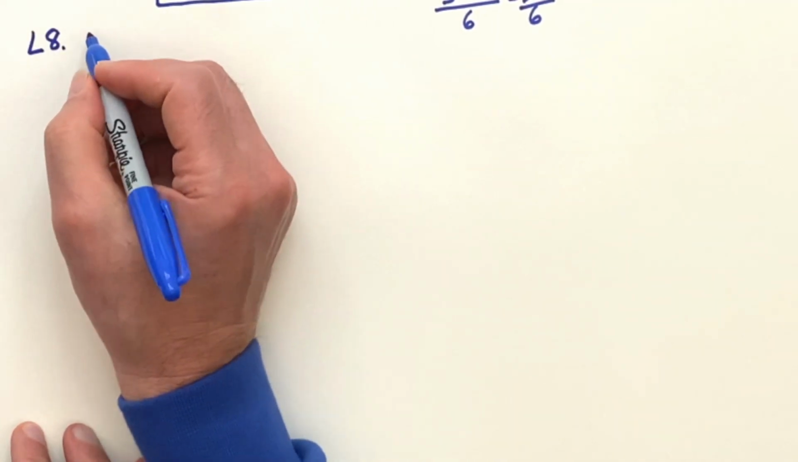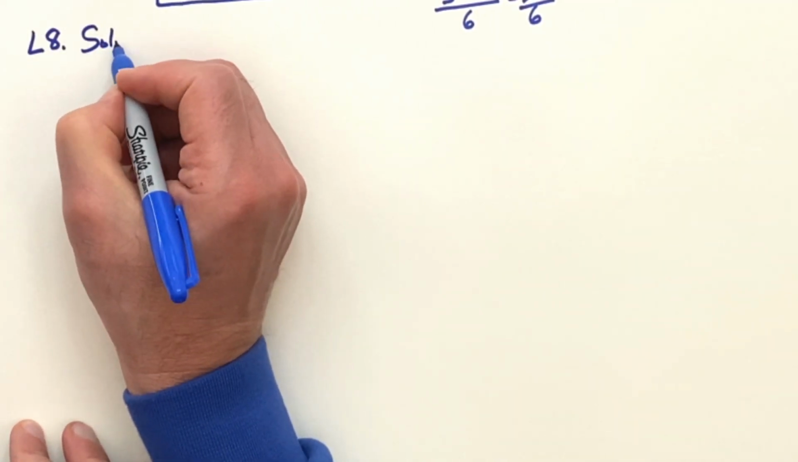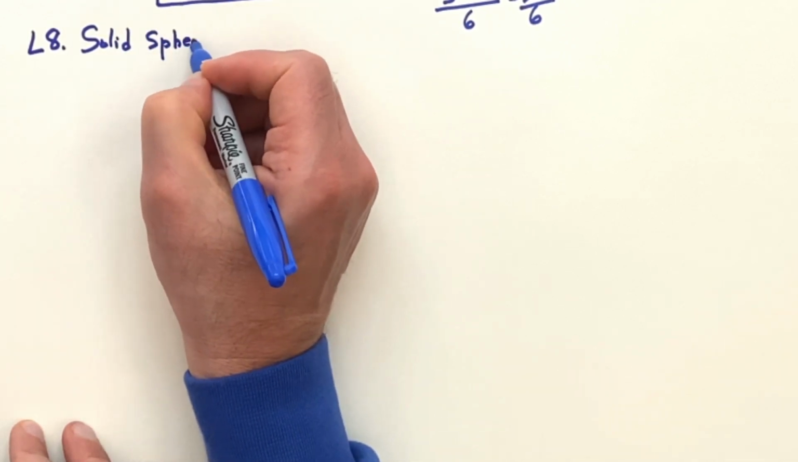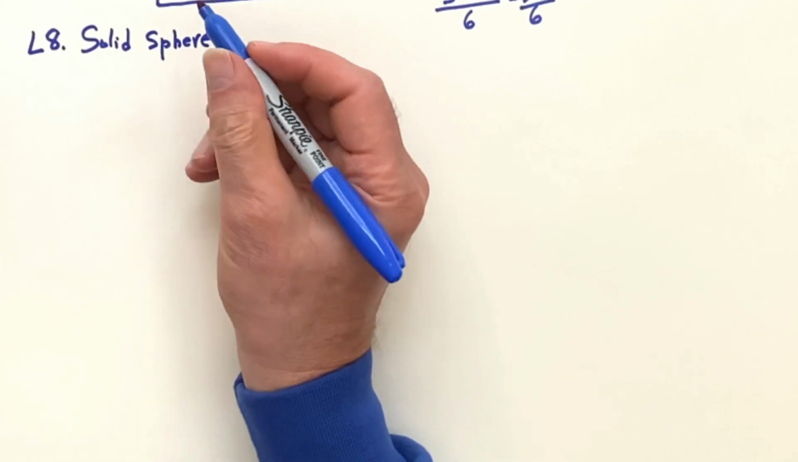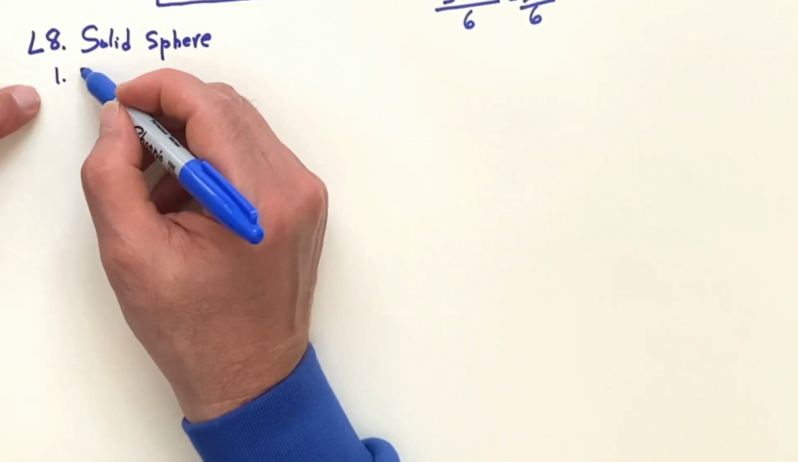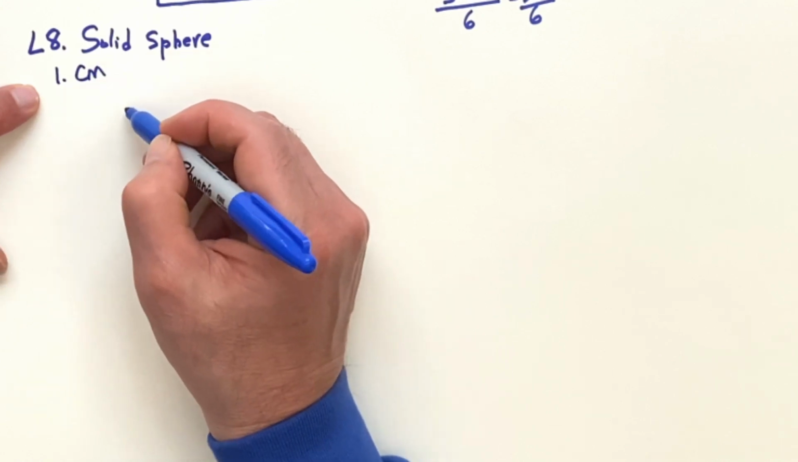L8 is next. And this is the solid sphere. So we're going to do the first one about the center of mass.